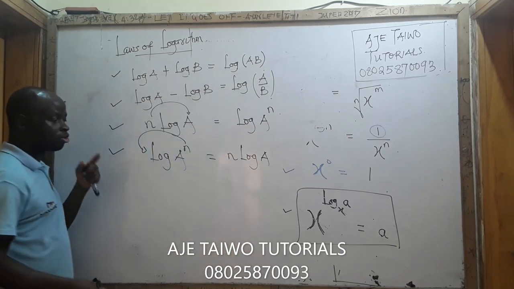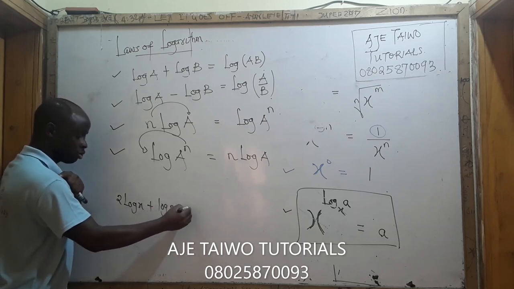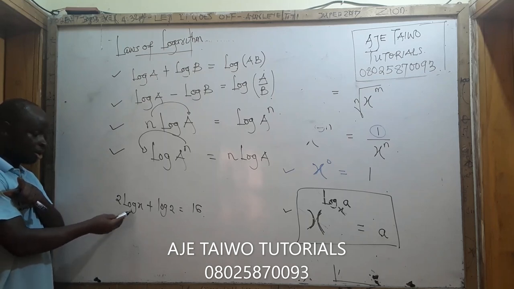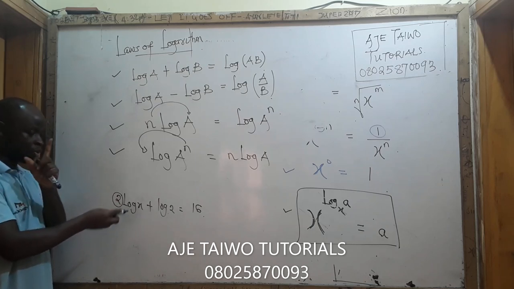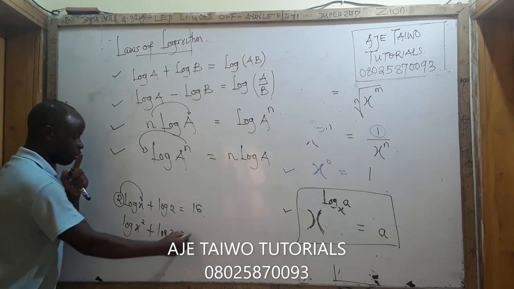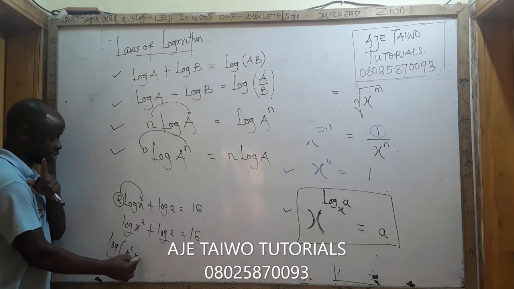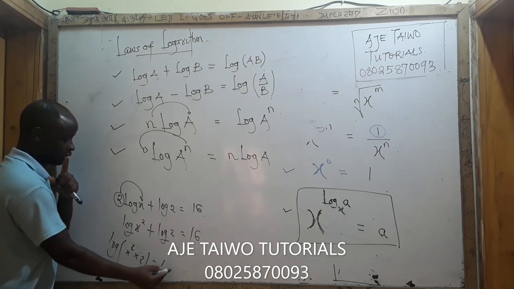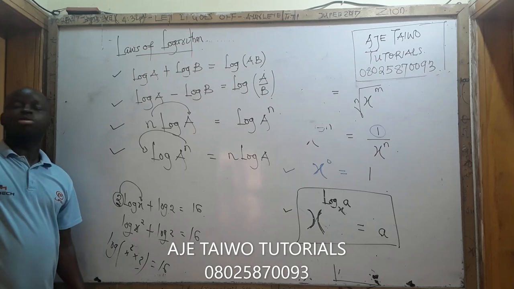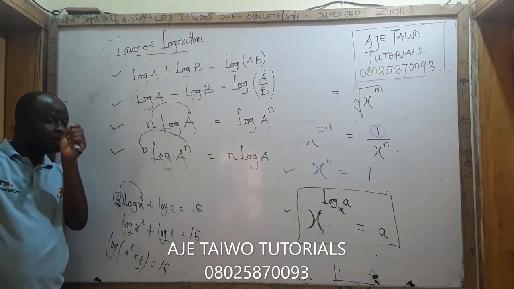I want you to note something. If I tell you that 2 log X plus log 2 equals 16, find X. Watch. You can't say log is common here because it is 2 here. Step 1, take the 2 away. You have log X squared plus log 2 equals 16. Log is now common. X squared times 2 equals 16. But with this 2 here, you can't say log is common. So you must learn to take this away to become this. You must learn also to return this thing back to become this, in case there's a need for that.